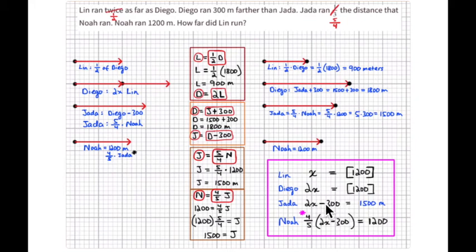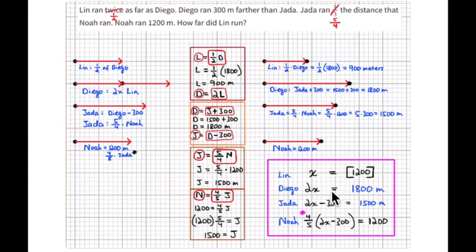And so what happens now is we have to add this 300. So we need to get to Diego's run. So we're going to take Jada and add 300 meters to it. So this is going to become 2x. So 2x minus 300 plus a positive 300 is going to be Diego's run, which is 1,500 meters plus that positive 300 meters. So now we're at 2x equals 1,800 meters.